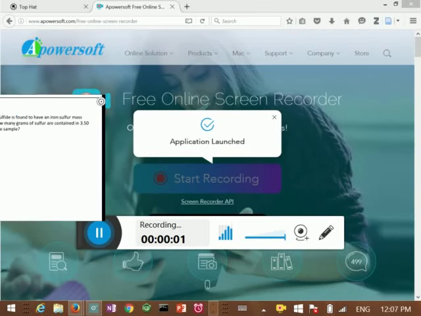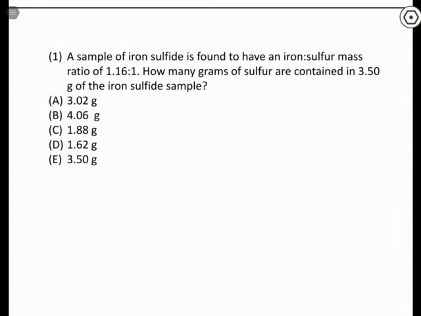Okay, now we're recording and we're ready to start with question 1, which is: a sample of iron sulfide is found to have an iron-sulfur mass ratio of 1.16 to 1. How many grams of sulfur are contained in 3.5 grams of the sample?